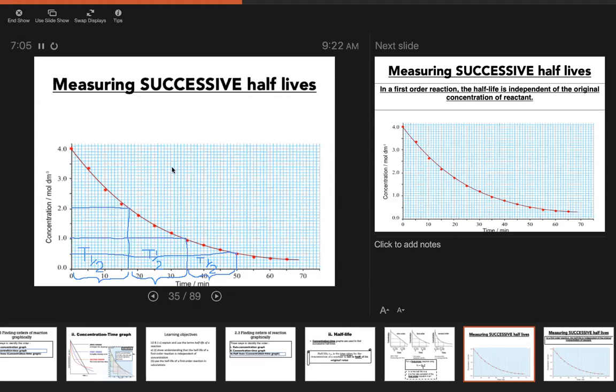Now, it cannot be a 0 order. Why can it not be a 0 order? How would the graph of a 0 order look like? A straight line, okay? So we can immediately reject 0 order. So it's either first order or second order, okay?